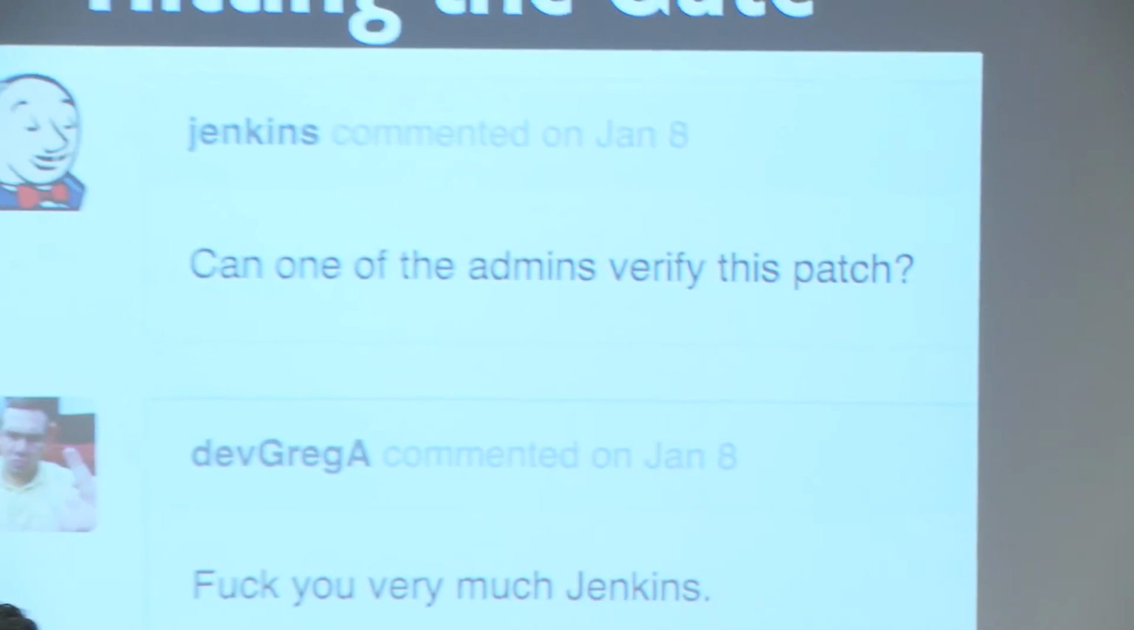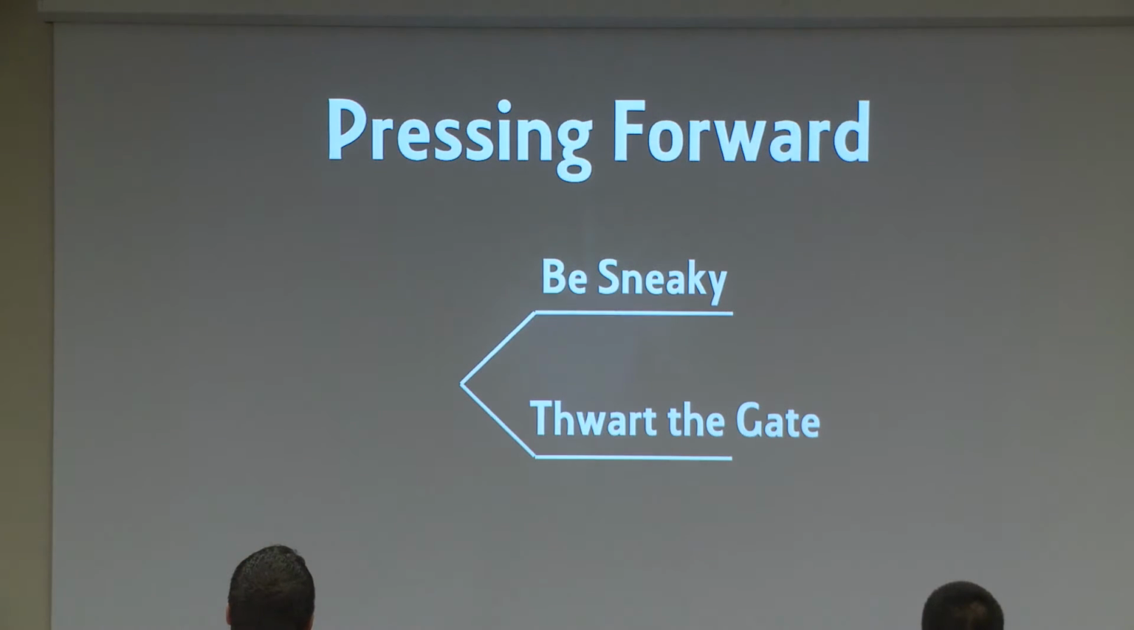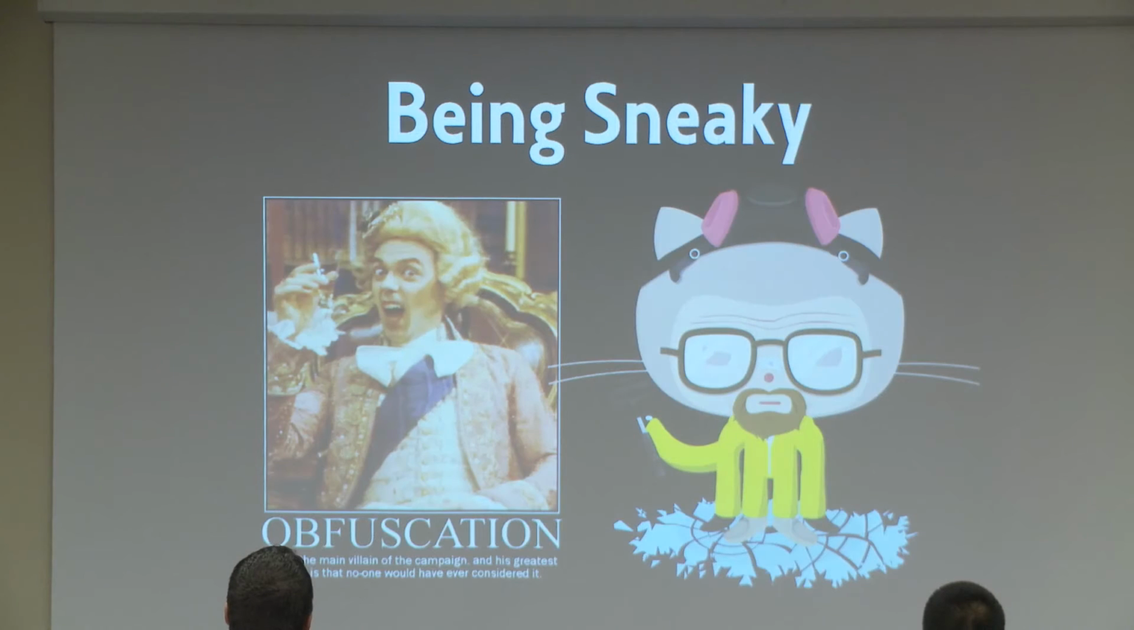More likely, though, you'll hit the gate, which means that you'll submit this pull request and you'll get back this comment saying, can one of the admins verify this patch before the code is even run? So pressing forward, you have two options. Being sneaky is nothing really new. You have to either obfuscate your code in a way that the malicious code isn't easy to see, or you have to make it so small that it goes by undetected.